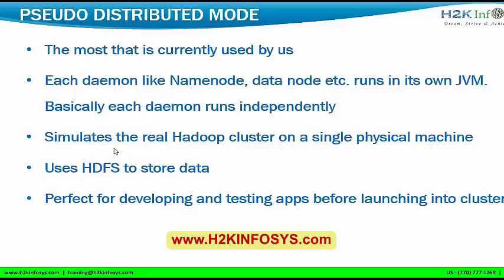So what happens exactly here is, each daemon like name node, data node, etc. runs in its own JVM. Basically each daemon runs independently. Let's see what a JVM is. We all know, hopefully, that it's a Java virtual machine. So every process will run under a Java virtual machine. In the sense, all are not interrelated, everything is independent. So for example, if one process goes down, there is no rule that another process also needs to go down.